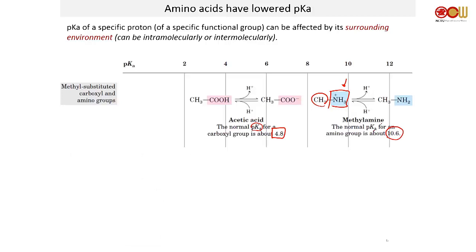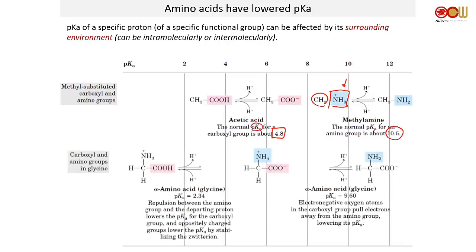Now, if we look at glycine, an amino acid, the acid group, if you want to lose this proton, the pKa for that proton is 2.3. All right, somehow you went from 4.8 to 2.3, but it's the same functional group, right? It's COO minus, it's COO minus. Somehow you go from 4.8 to 2.3. So let's discuss how this happens.